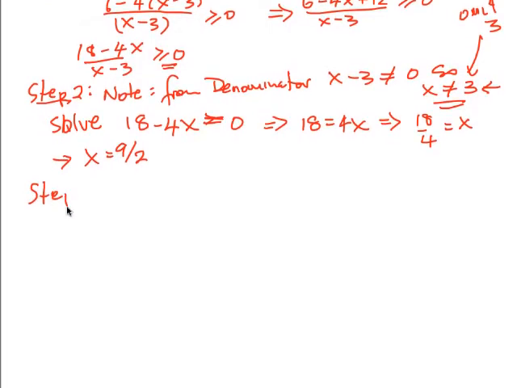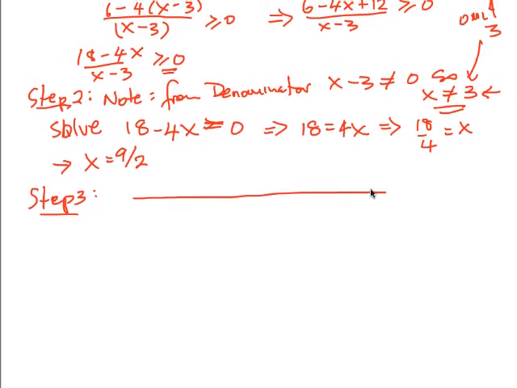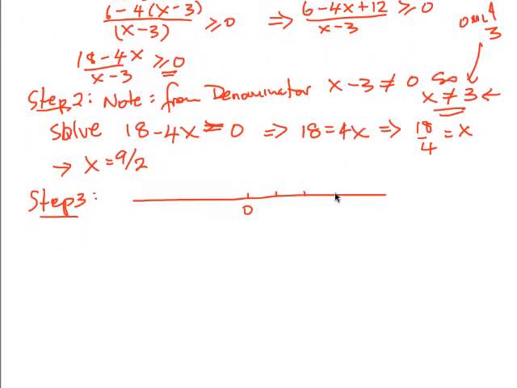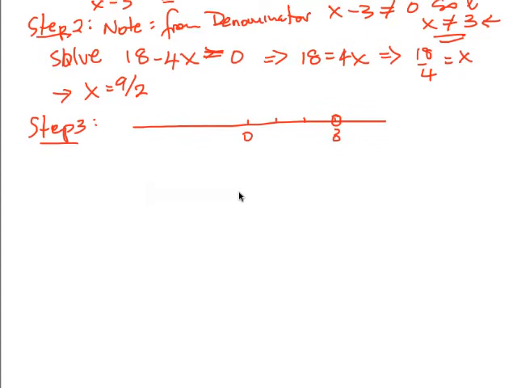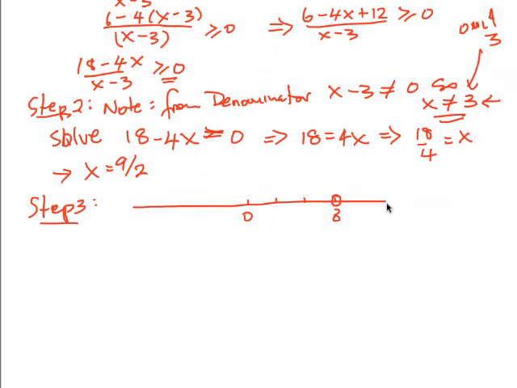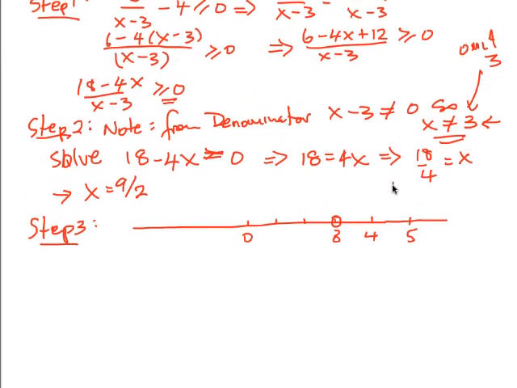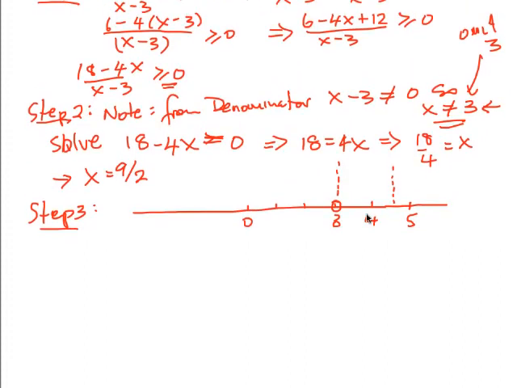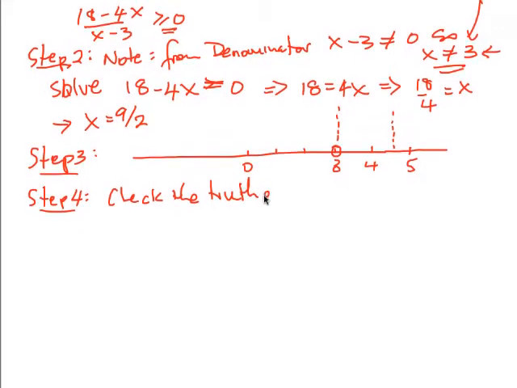So step 3 now is like our quadratic type, where we look at the intervals that we've produced here. Let's suppose here's 0. Notice we can't have 3, so 1, 2, 3. I'm going to put a hole there to say that we can't have that one. Now we can have 9 on 2, which is 4.5. So here's 4, here's 5, and I'm going to put a dashed line here, and a dashed line here. So notice I now have 3 intervals to check, the truth of the intervals.